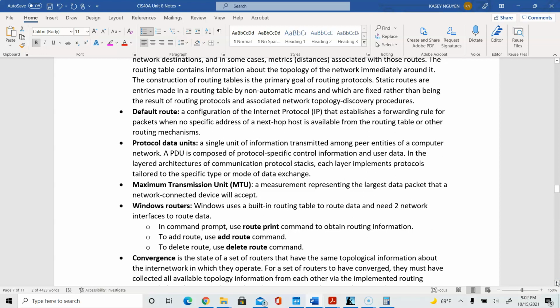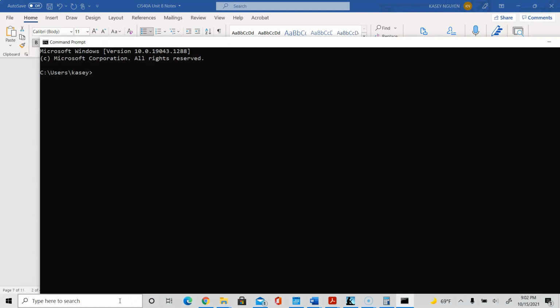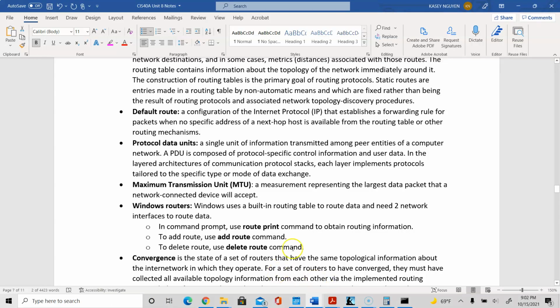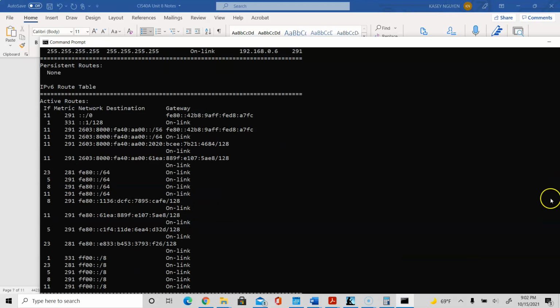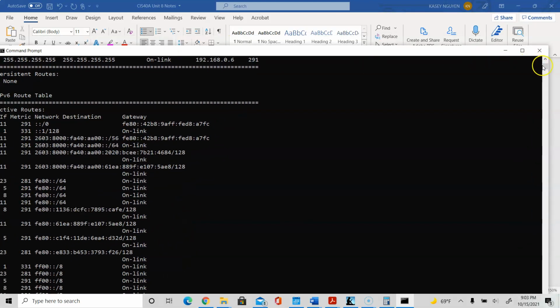Now, Windows has its own internal router. You can find this by using the command prompt, and you can simply put in the command that's suggested in your notes, which is route print, to display. You can manually add a route, but you have to specify what that route is, or you can delete the existing route. So if we simply do route print, we would get the information about our routing table that would be stored by our system.